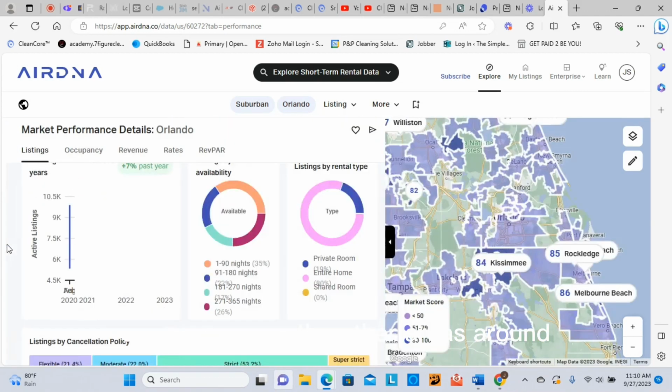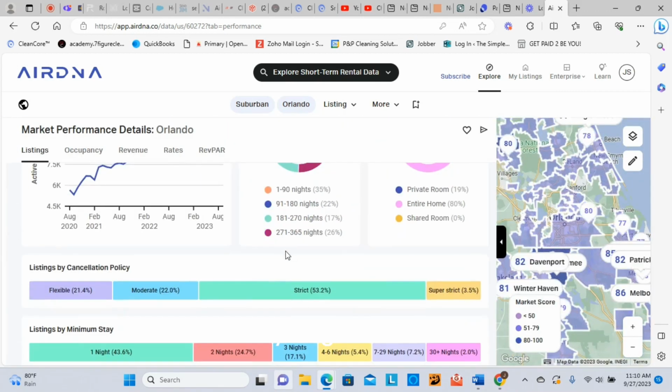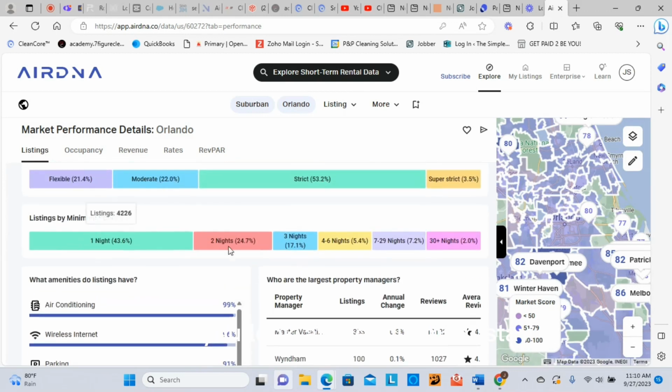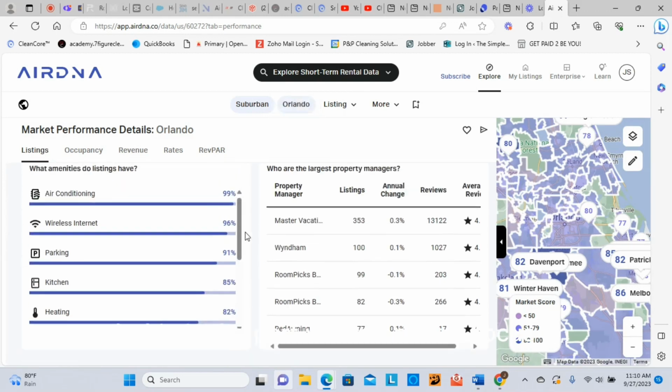But if you go back here, after you look at the minimum stay, this is the part where I mainly focus. You want to find vacation rental property managers that have properties here. They'll tell you who are the largest and the biggest. It's not the only ones. These are the ones that have the most.